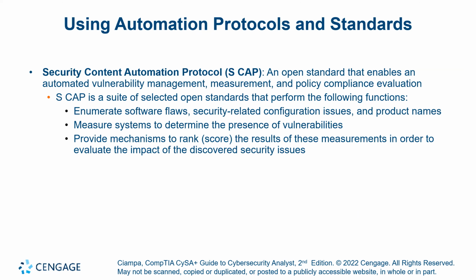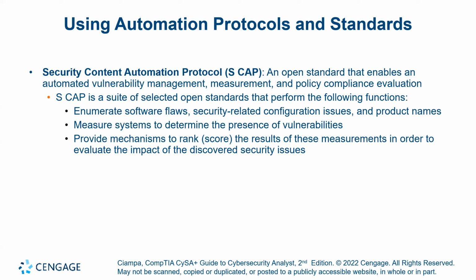Using automation protocols and standards. Security content automation protocols, or SCAP, is an open standard that enables automated vulnerability management, measurement, and policy compliance evaluation. SCAP is a suite of selected open standards that perform the following functions: enumerate software flaws, security-related configuration issues, and product names, measure systems to determine the presence of vulnerabilities, provide mechanisms to rank or score the results of these measurements in order to evaluate the impact of the discovered security issues.